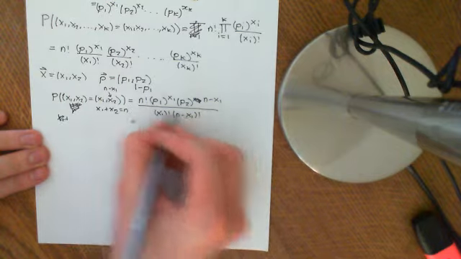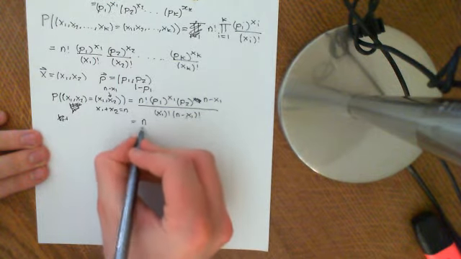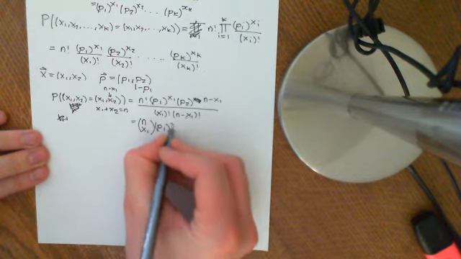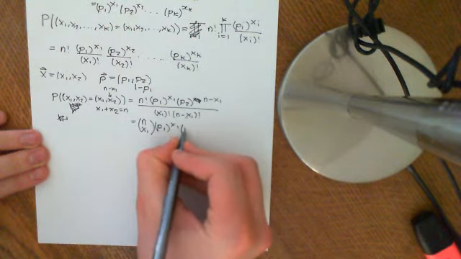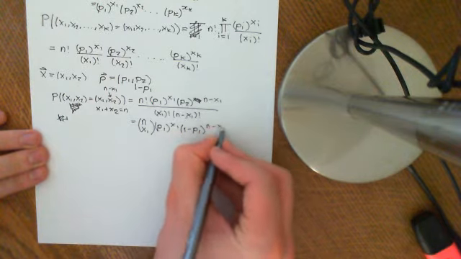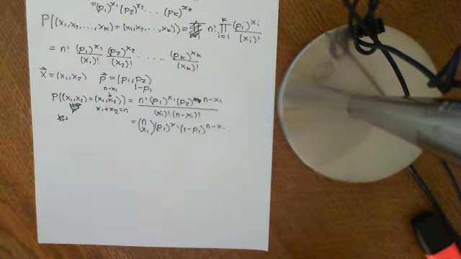Okay, and then basically we can combine all this together to get n choose x1, p1 to the power of x1, and then p2, which is just 1 minus p1, to the power of n minus x1, and that's just the PMF for the binomial distribution.